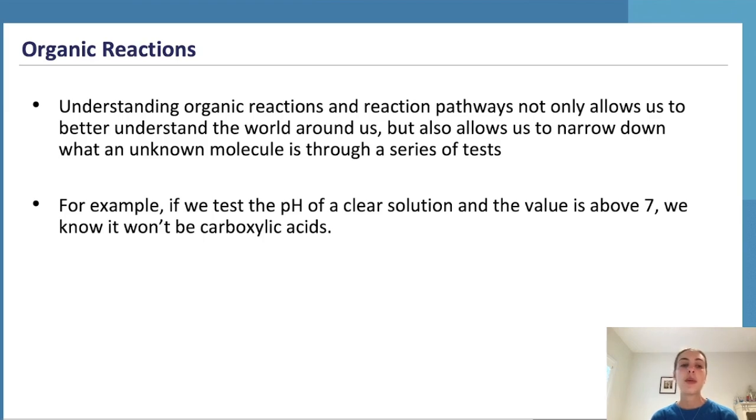So for example, carboxylic acids are obviously acids, so they're going to have a pH below 7. So if we tested the pH of an unknown solution and the value was below 7, it could be a carboxylic acid because it's acidic. If we test the pH and the pH is above 7, we know that's basic, so it's not going to be a carboxylic acid.